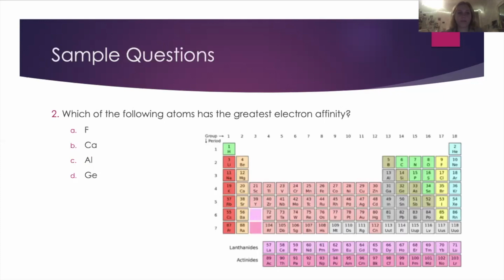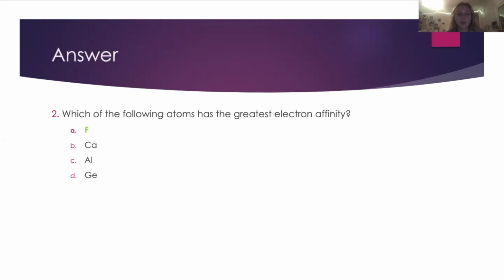Next, which of the following atoms has the greatest electron affinity? So take a moment. The answer is fluorine. It has the smallest atomic radius, and it is located furthest to the right of the period, so fluorine will have the largest attraction force between the nucleus and the electrons, giving it the highest electron affinity.